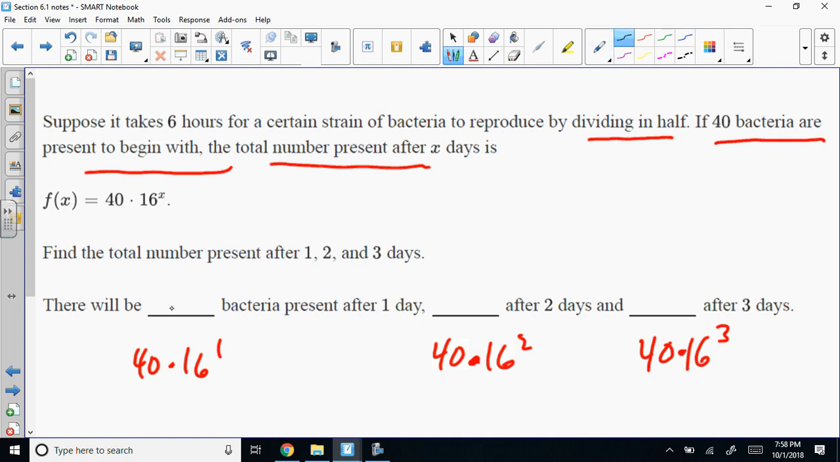So I got 640, 10,240, right? And then what? 163,840 after day 3.